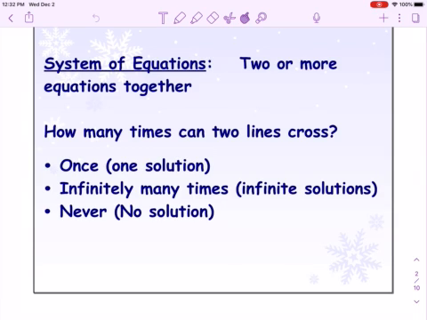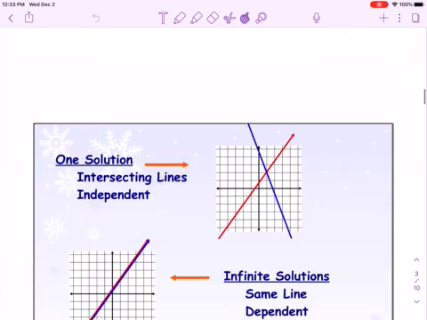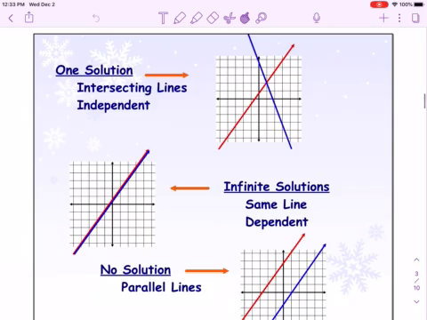Now, you can have no intersections because parallel lines never intersect. So if you have parallel lines, then you won't have any solution to the system because they will never intersect, and the whole point is to find where they intersect. Infinite solutions happens if you end up with the same line. So 1 line right on top of the other one, then they will always intersect. Okay, so those are the 3 options. Most of the time we only have 1 intersection, but infinite and never happens sometimes as well.